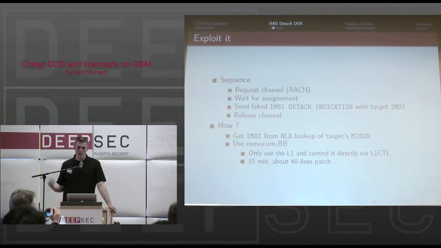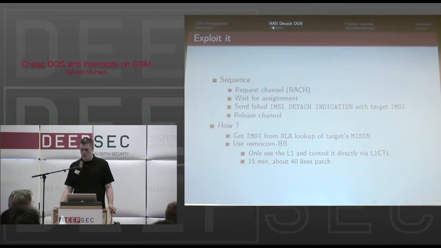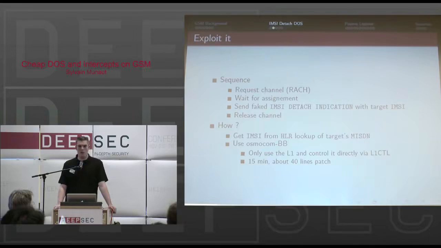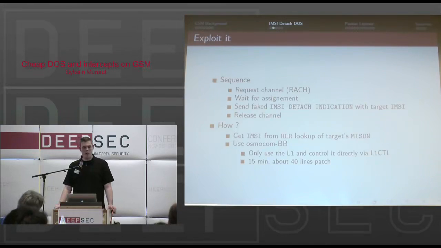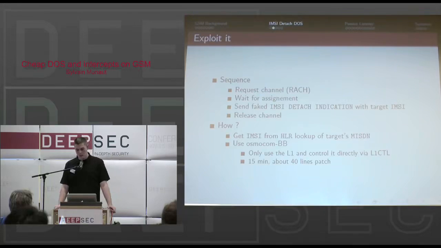Well, it's pretty easy. You just open a channel and send an IMSI detach indication message with the IMSI, which is like the serial number of the subscriber that you want to log off the network. A year ago, that would have been pretty hard to do, but with Osmocom BB now, we can just take the layer 1 and implement it on a simple mobile phone and send the message. It's really easy to do. I implemented it in like 15 minutes yesterday. It works just great.